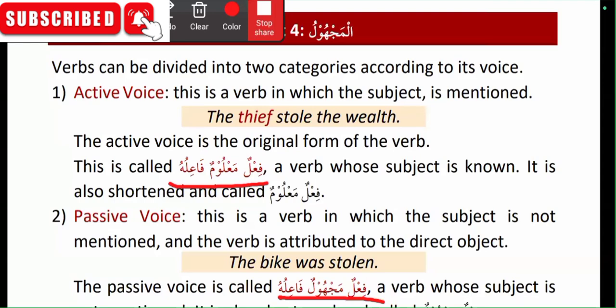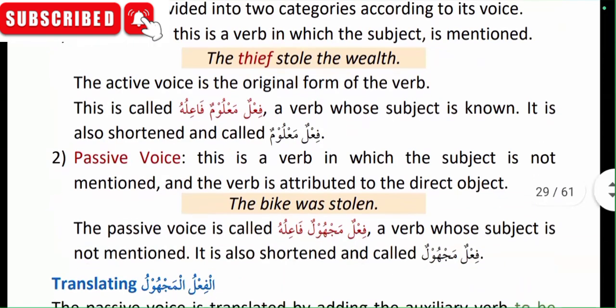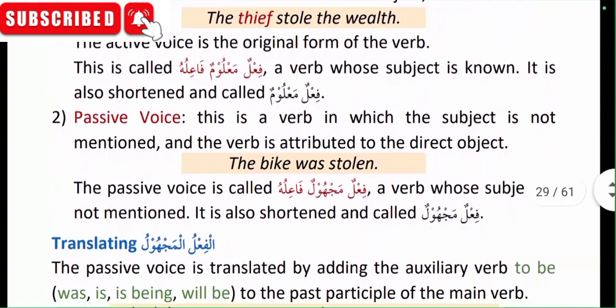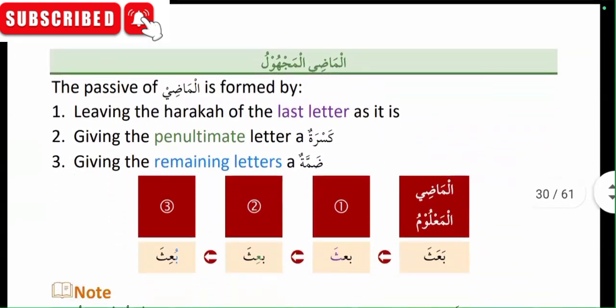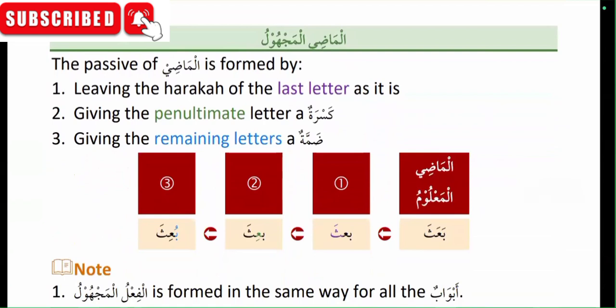Fi'lul Majhul is the fi'l in which the fi'l itself is discussed, but who has done that fi'l is not discussed. Like for example, the bike was stolen, or the glass broke, or the door opened, right? Things like these are called fi'l majhul. So fi'l majhul is an expression, and it is of two forms: either it is a madi majhul or it is a mudare majhul.